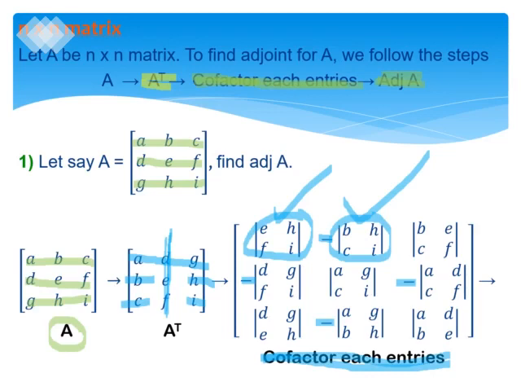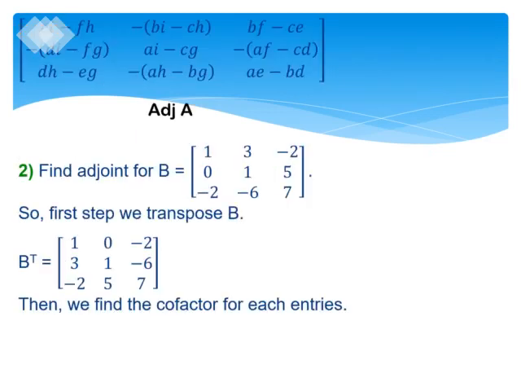And then how to find the adjoint? So this is the adjoint. Just read the cofactors: AD minus BC, AD minus BC, AD minus BC, and so on. So that one is the adjoint. Okay, finished for number 1.